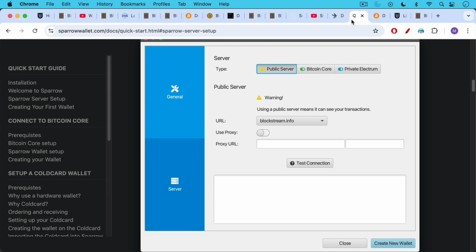But we can see here, when you first set up Sparrow, you have a choice of how to connect to the Bitcoin network. You can use one of their trusted public servers, which isn't the worst thing in the world when you're just getting started in Bitcoin. But of course, this whole video is about running your own Bitcoin node.